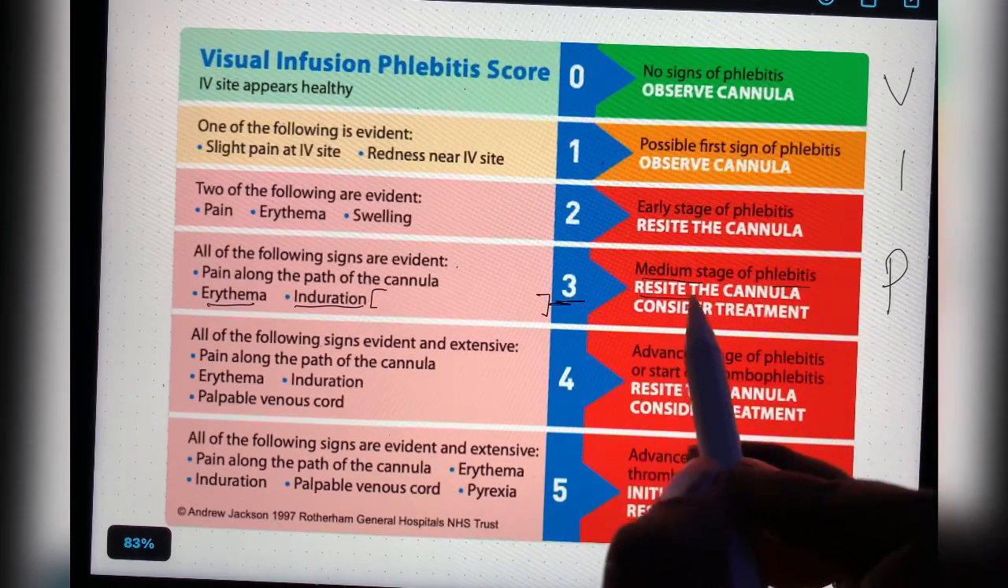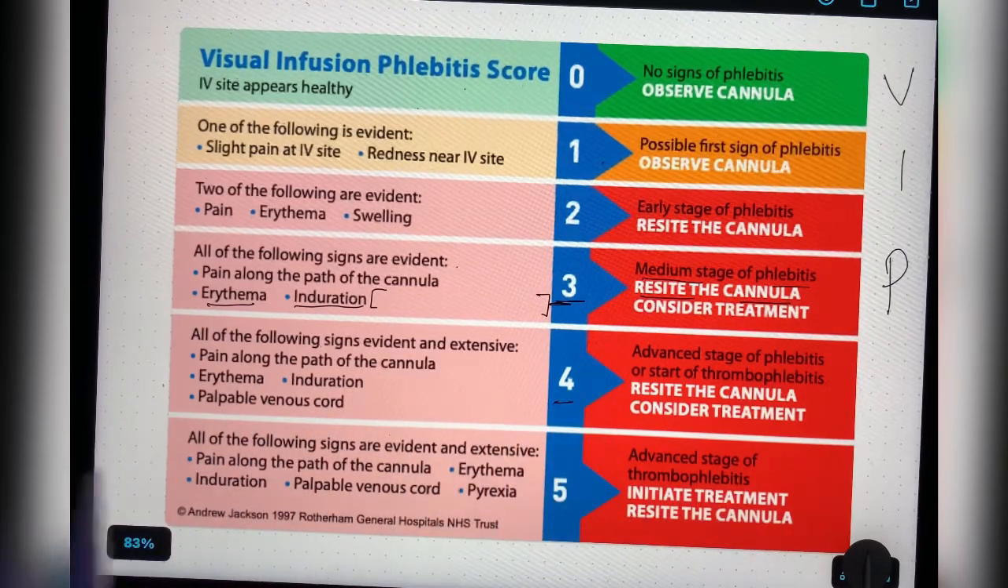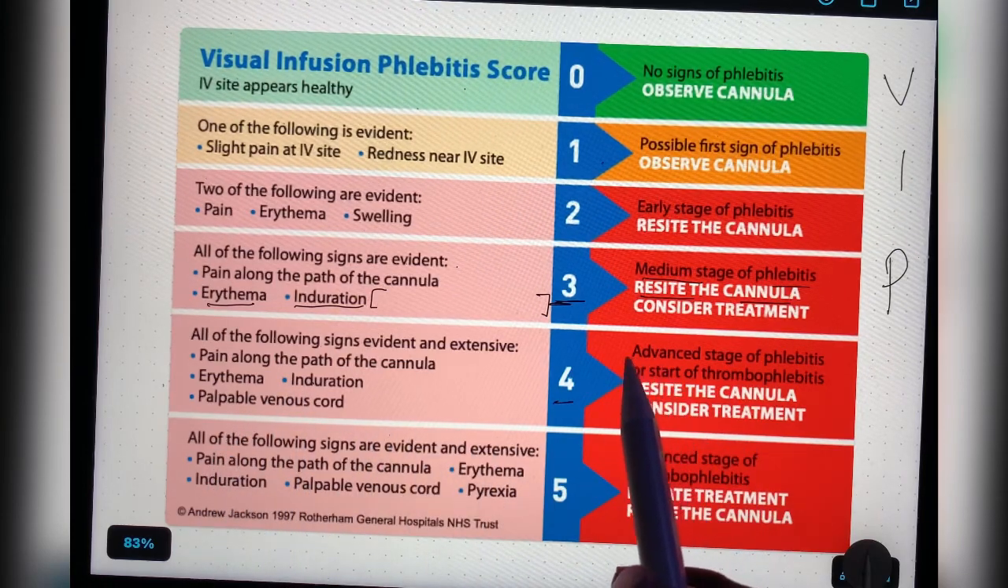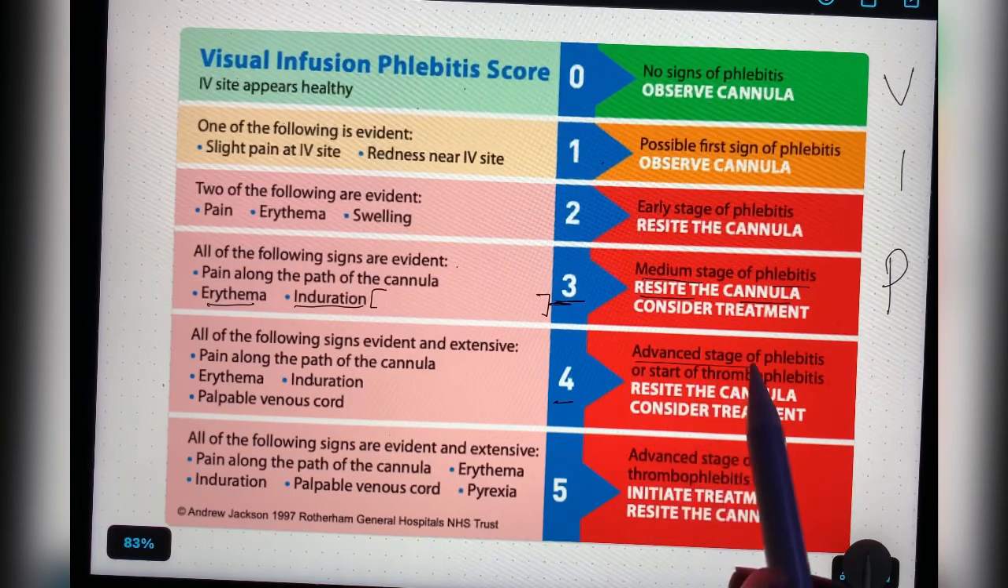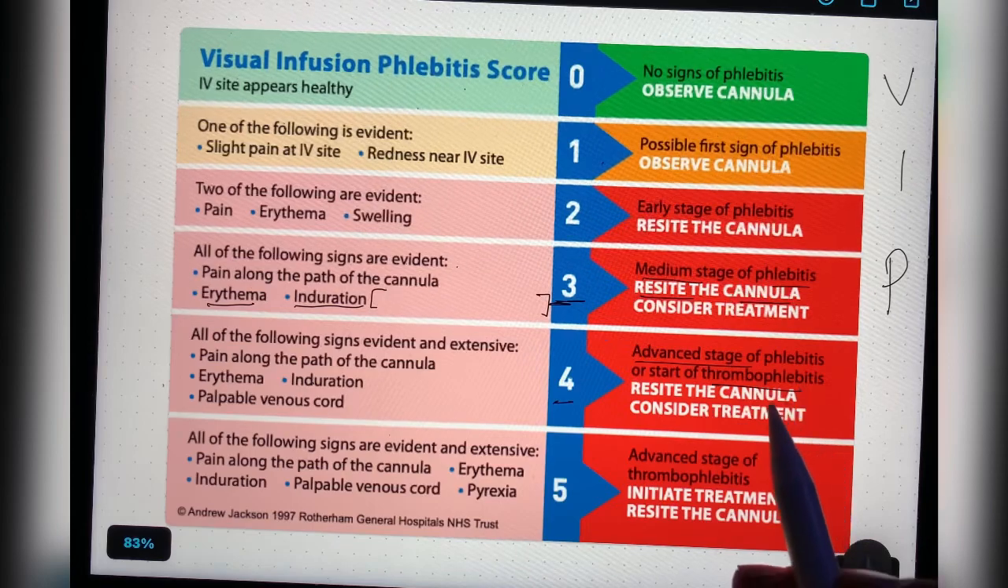Here again I need to resite the cannula. Now comes the score 4. If the patient is having pain, erythema, induration, or a palpable venous cord, this is known as the advanced stage of phlebitis, and this is the start stage of thrombophlebitis. So again, you need to resite the cannula.